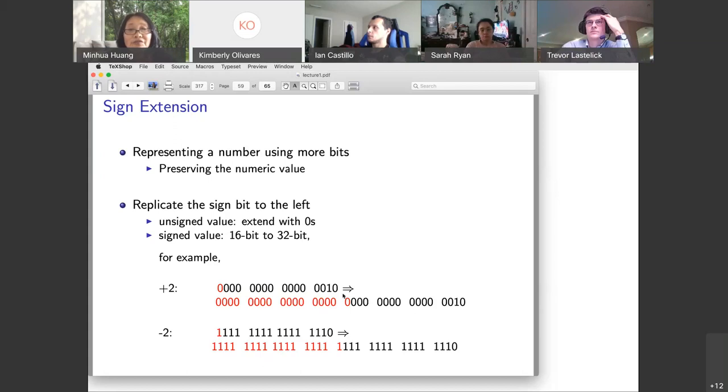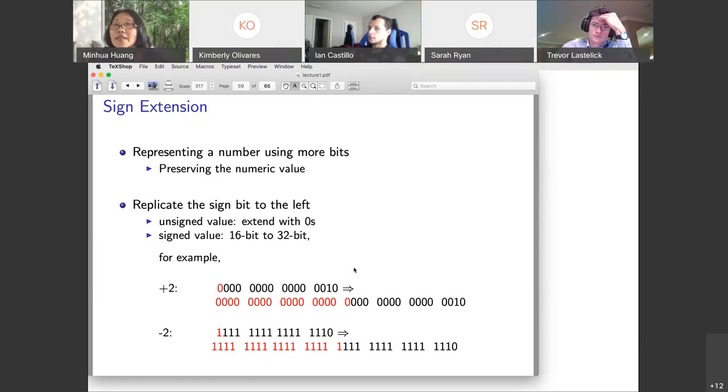For example, if we have a number which is 2, for an unsigned number you just add zeros in the most significant bits. You don't put ones there, you put all zeros. But if the number is a signed number, you expand the bits by the sign. For example, here is signed negative 2. We are given 8 bits, and now we want to expand to 16 bits, so you just expand the sign bit to this amount of bits.